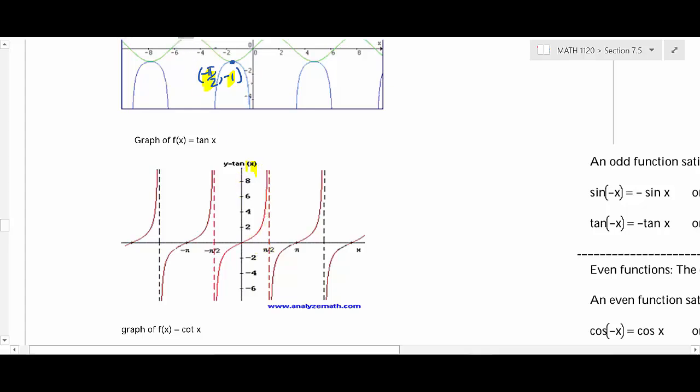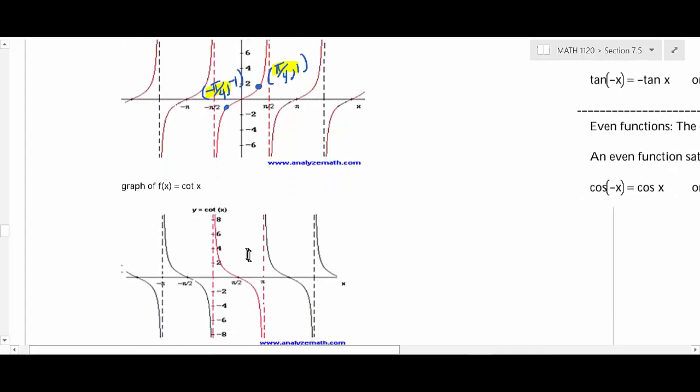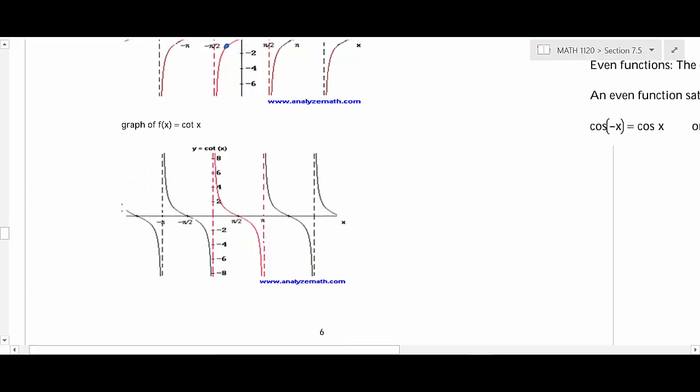So here's one thing you're going to learn eventually with your unit circle. This point right here is pi over 4, 1. This point right here is negative pi over 4 and negative 1. So it's the same idea, opposite x, opposite y. A tangent's an odd function. That's how the graph looks. Cotangent looks like this. Same idea, it's an odd function.